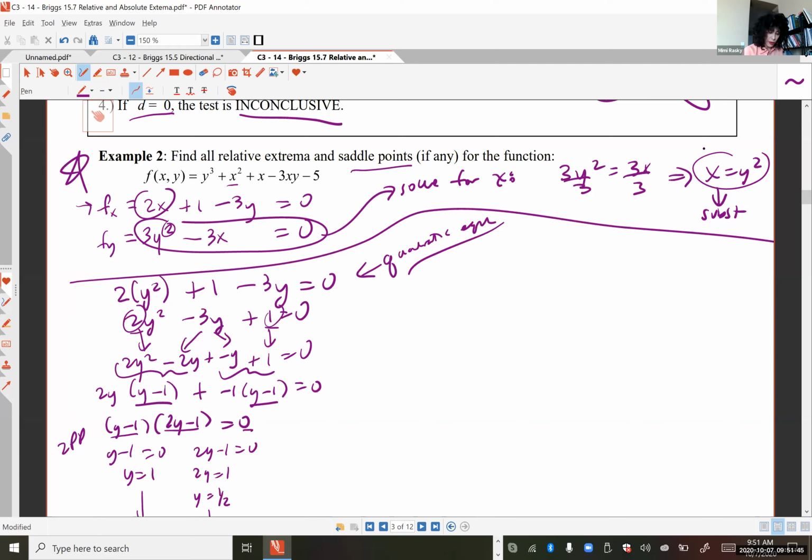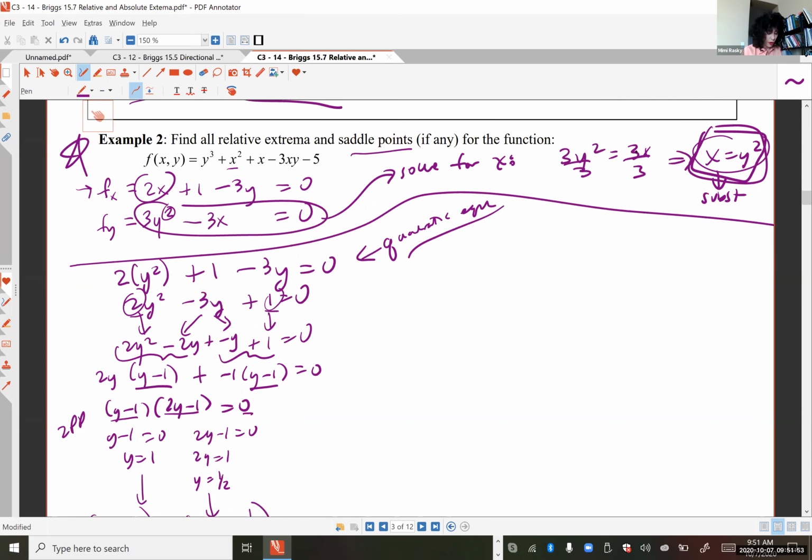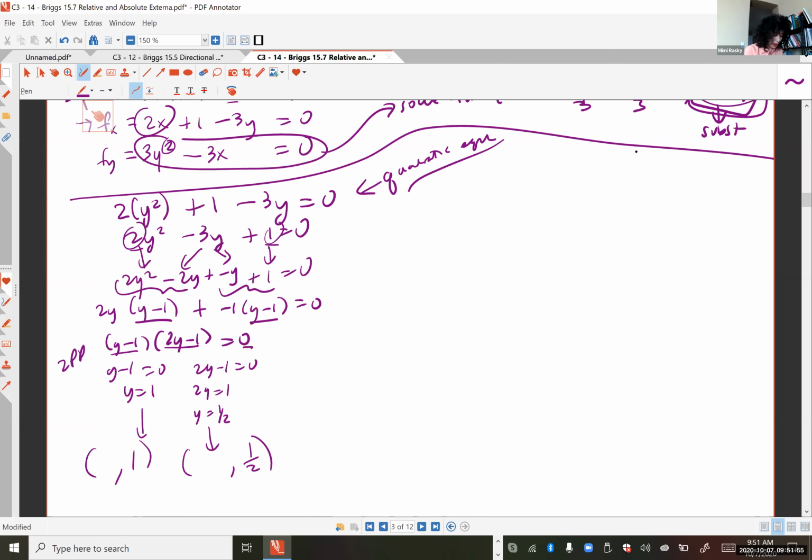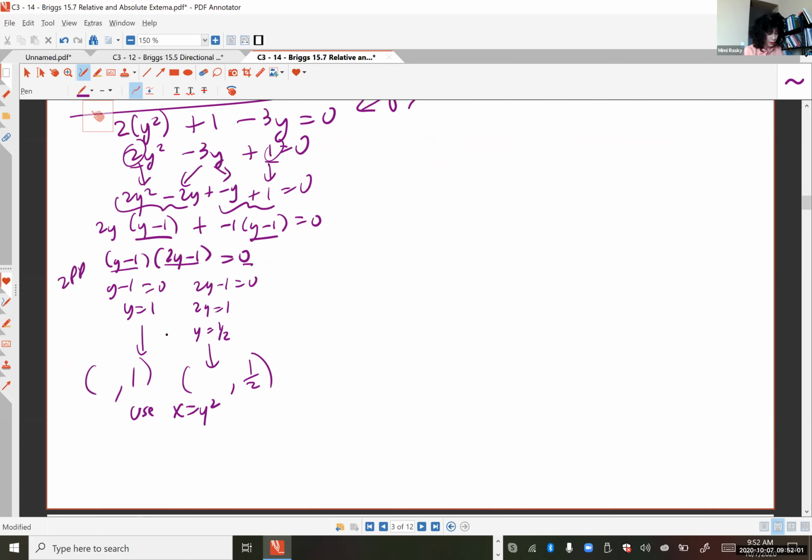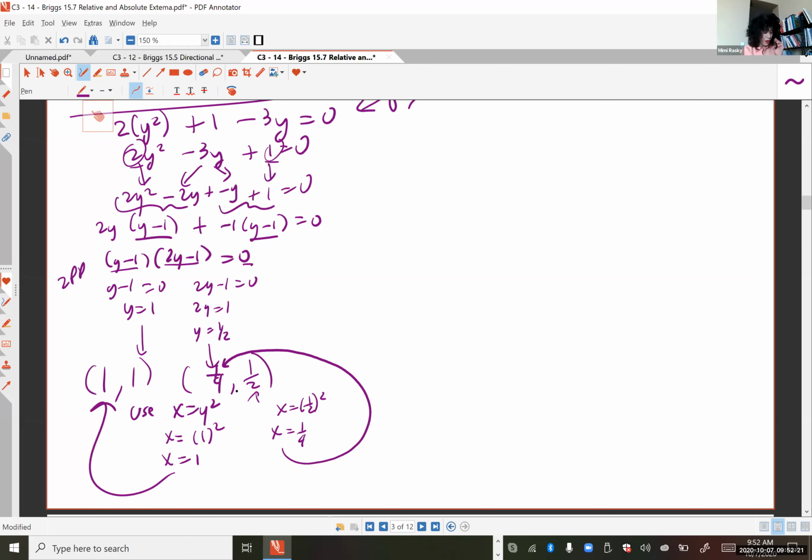Okay, do you remember when we were looking at the system of equations, and we solved for x in terms of y? We got that x is equal to y squared. Sure you do. So you're going to use that fact that x has to be related to y, for at least this particular problem, as equal to y squared. Well, if y is 1, then x is also 1. Yay! And if y is 1/2, then x is 1/4.